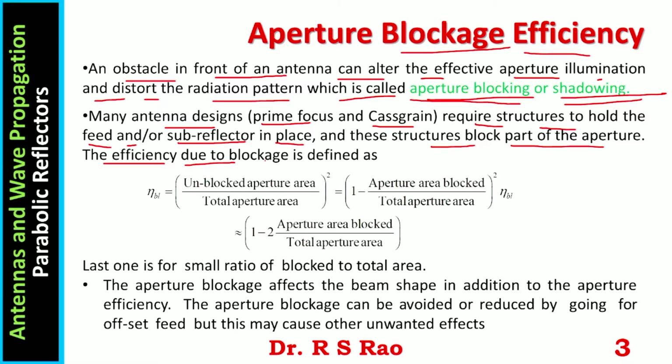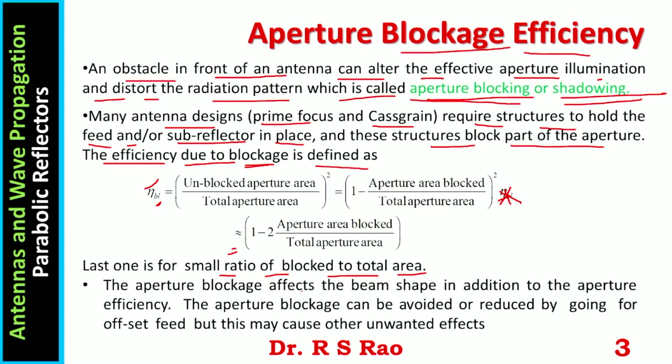The efficiency due to blockage is defined as eta BL. Eta means efficiency, BL means blockage. It is the unblocked aperture area to total aperture area, squared. It is nearly equal to 1 minus 2 times the aperture area blocked by total aperture area. This last one is for a small ratio of blocked to total area. Here it is extra. Don't consider this.